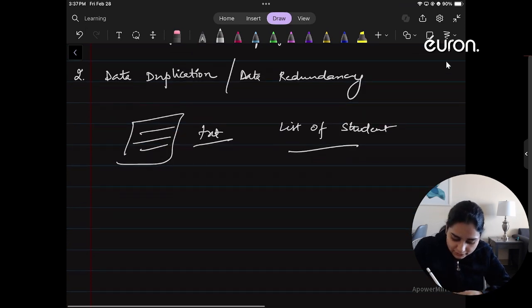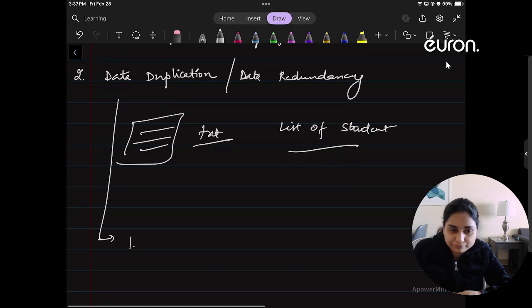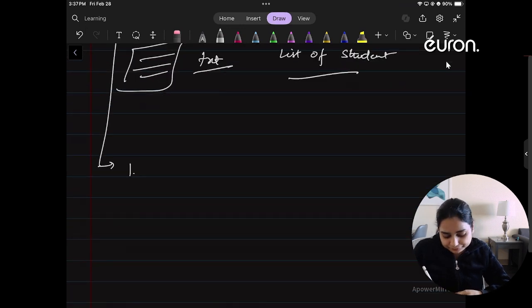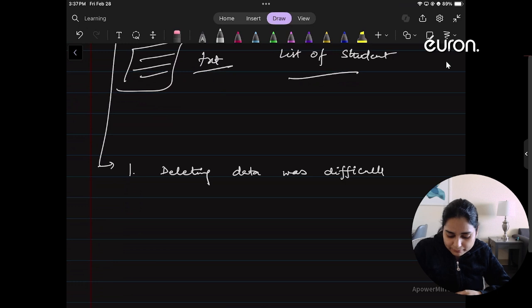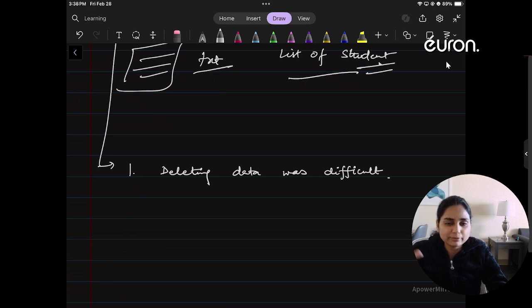Now with data duplication, we started facing issues. The first one was deleting data. Deleting data was difficult. How? Since it is available at more than one place. Let us say a student name is actually available at 5 places. You were successfully able to delete 4, but one was accidentally left. And that is going to happen, because you're not managing it with the help of any other advancement. It is just a plain text file. So deleting data is going to be difficult.